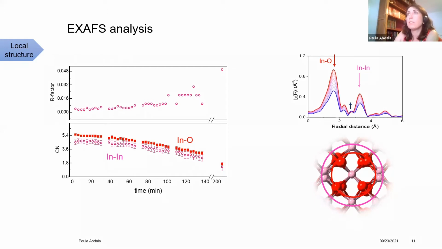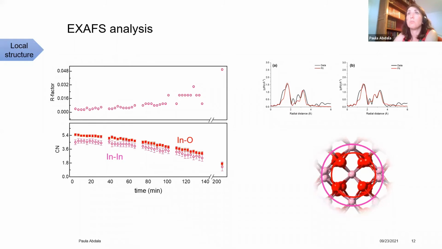So just to show you the last fitting, this is the fitting here at the last point, where we observe that indeed the fit improved considerably with the incorporation of the indium-indium sphere, which is rather weak because it's molten.